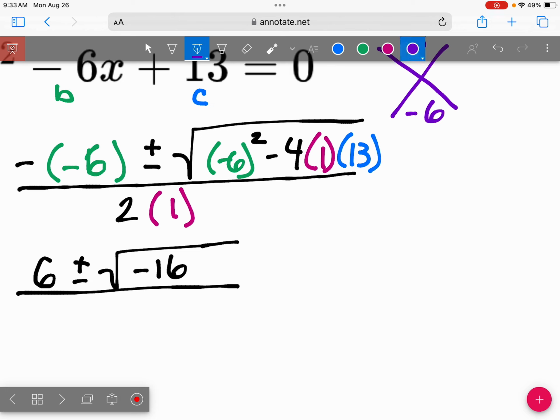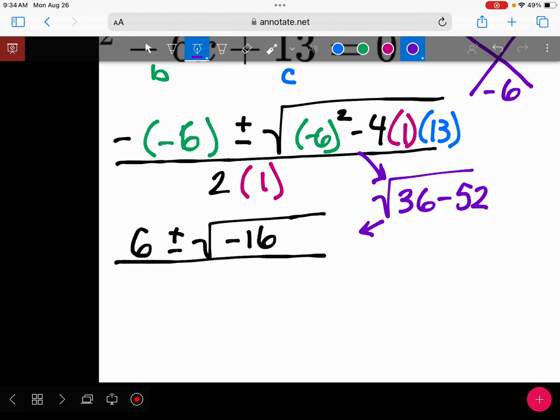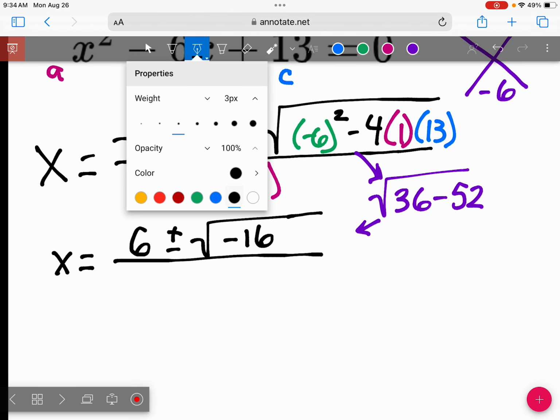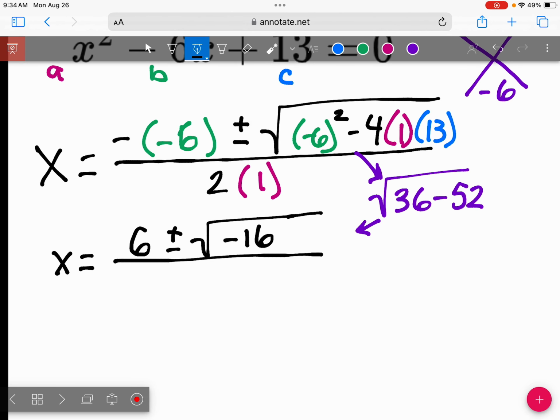Ooh, I heard a what on that. So I'm going to do a mid step here. Square root. 6 squared gives me 36. 4 times 13 is 52. 36 minus 52 is where we got that negative 16. Did that clear up the what? Because I heard a what.